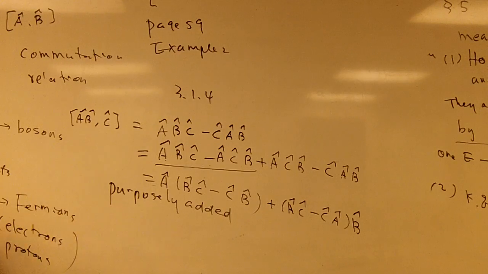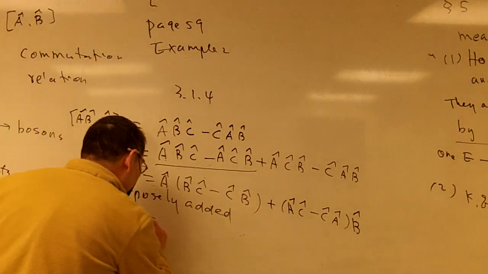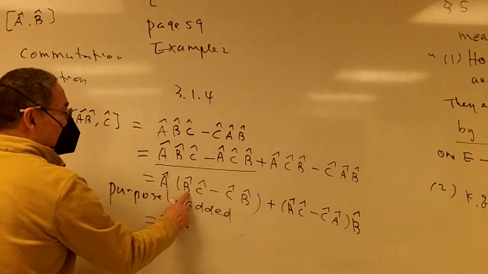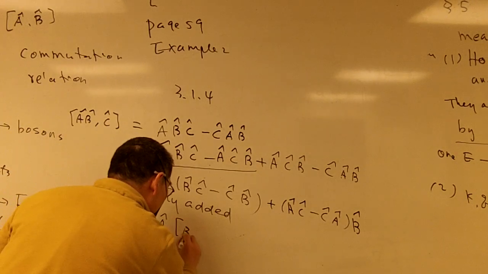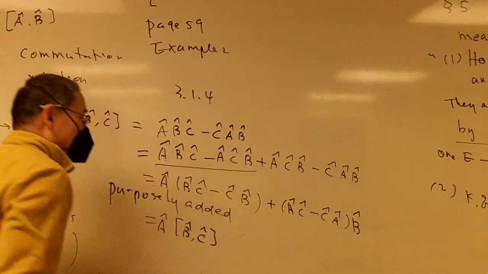Not there. Okay. Now, once I'm done with this, B, C, C, B, this is just the same commutator which we have. In this case, A, B, B, A. So therefore, we have a B, C, like this.